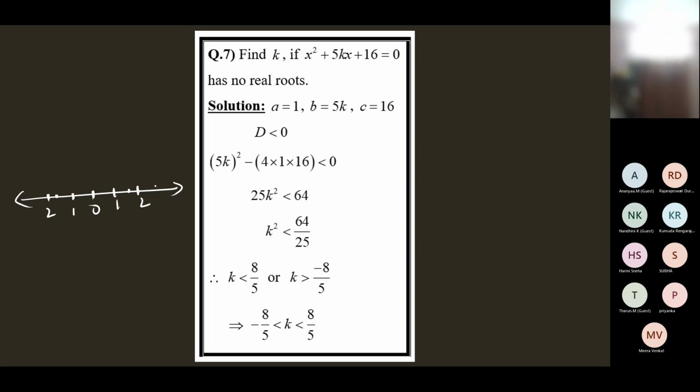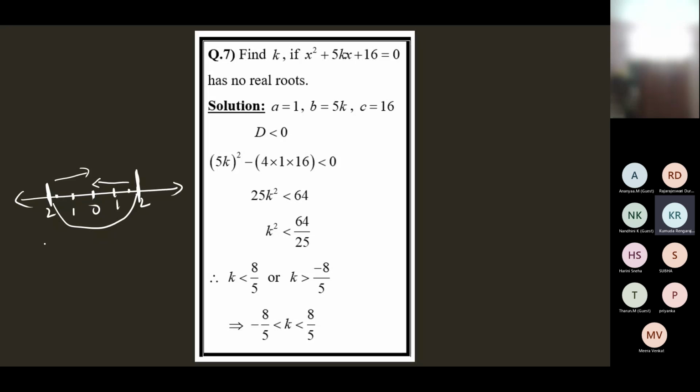Positive and negative. What is given? K is less than 8 by 5. The value of K will be less than 1.6. So K is less than 1.6, meaning less than values will be in this direction. All these values. K is less than 1.6. So in this direction, all the values. And K is greater than minus 8 by 5. That means that you will have to come in this direction. See, but it ends here. In this direction, it ends here. So that means the values of K lie in this range.